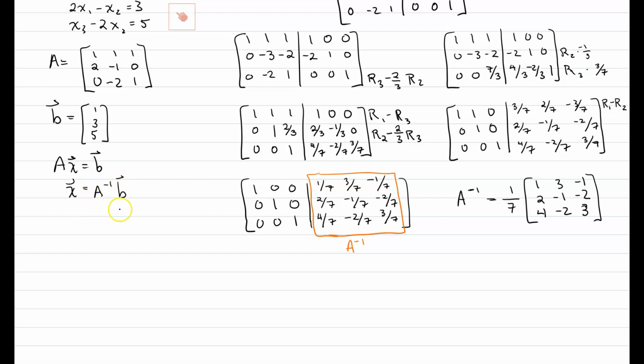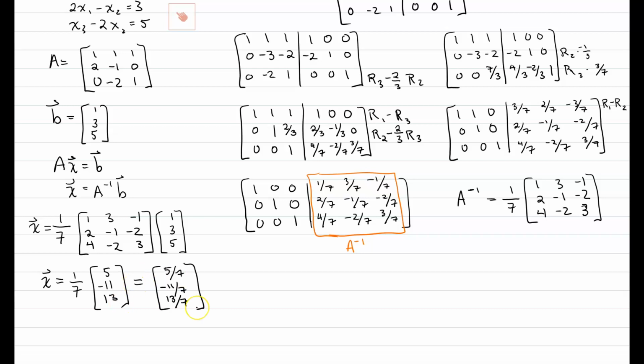So I need to compute A inverse times B to get x. So this is telling me that x is equal to the scalar 1/7 times this matrix 1, 3, -1, 2, -1, -2, and 4, -2, 3. And since vector B is 1, 3, 5, we just need to compute this product and we'll be all set. We'll have the solution to our linear system. And here it is. And if we bring the scalar back inside, that's what we get.